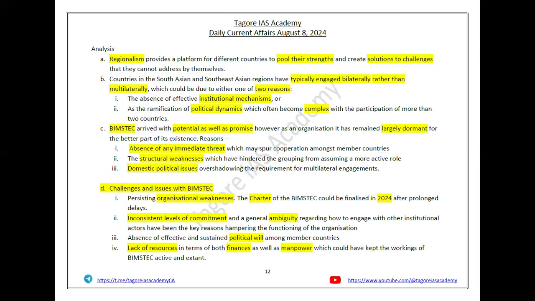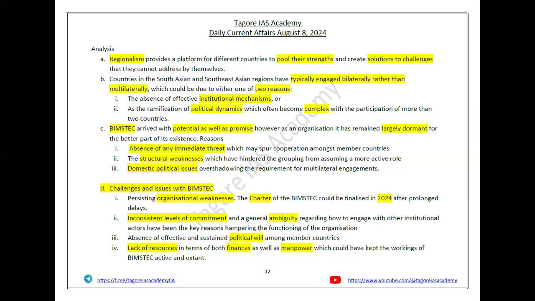Okay, this is important from a mains perspective. There are certain points which tell you how our region, that is South Asia and Southeast Asia, functions.